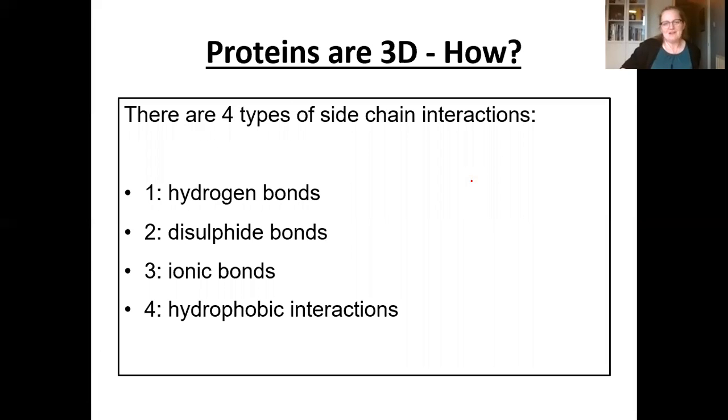So proteins are 3D. They become 3D because of 4 different types of side chain interactions, which we're going to look at in a little bit more detail. Hydrogen bonds, again, are going to come into play, like they already have done to form those alpha helix and those beta pleated sheets. We also have disulfide bonds, ionic bonds, and hydrophobic interactions. And these are all very much dependent on the R groups. And I'll use some examples of some of the R groups as well.